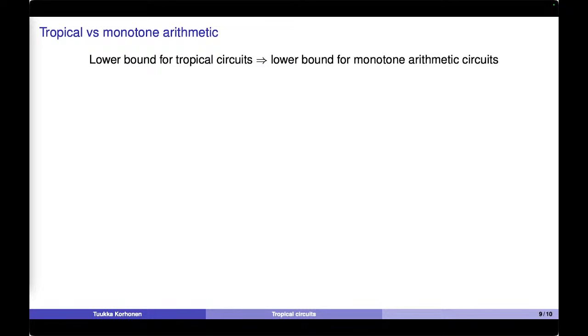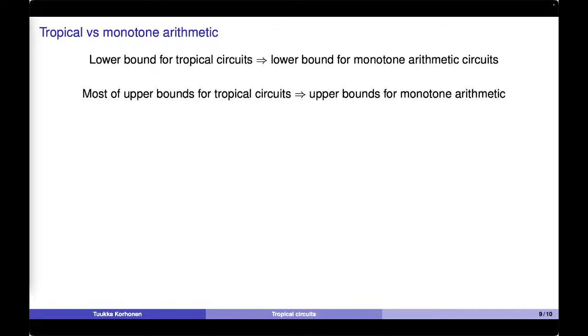Okay, one more thing I want to talk about is tropical versus monotone arithmetic. Tropical and monotone arithmetic are kind of close to each other. Typically, lower bounds for tropical circuits imply lower bounds for corresponding monotone arithmetic circuits, and most of the upper bounds for tropical circuits also produce monotone arithmetic circuits. But this is most of them, not all.